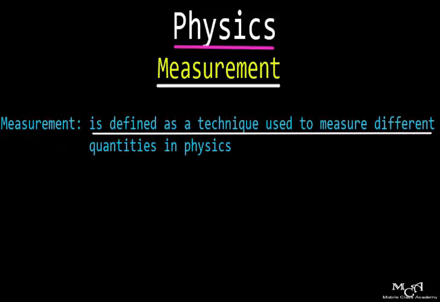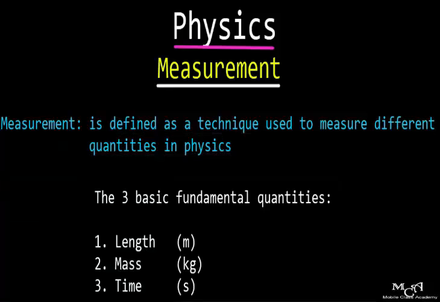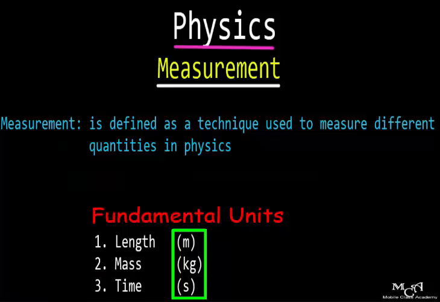Measurement is defined as a technique used to measure different quantities in physics. In physics, there are three basic fundamental quantities. The first one is length, the second one is mass, and the third one is time. These are the three basic fundamental quantities we have in physics. The units in which they are measured are called fundamental units.